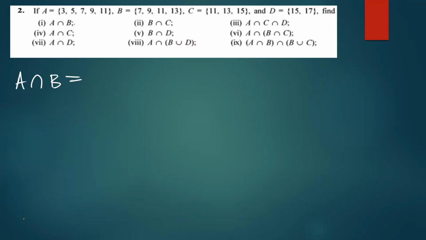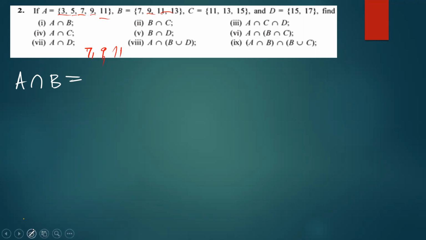In A, we have 3. Do we have 3 in B? We don't. In A, we have 5. Do we have 5 in B? We don't. In A, we have 7. Do we have 7 in B? Yes, so 7 is common. And then 9, do we have 9 there? 9 is common. And then 11, do we have 11? Yes, 11 is also common.